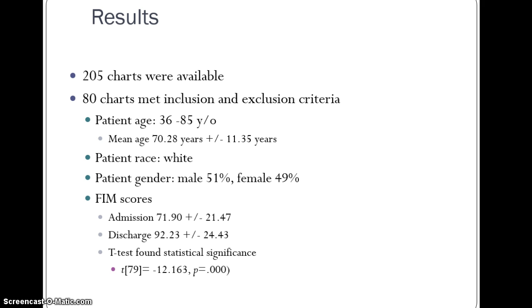That was quite equal. The FIM scores on admission were 71.90 plus or minus 21.47, and the discharge FIM scores were 92.23 plus or minus 24.43. A t-test found that the means between admission and discharge scores were significant at a p-value equaling 0.000.